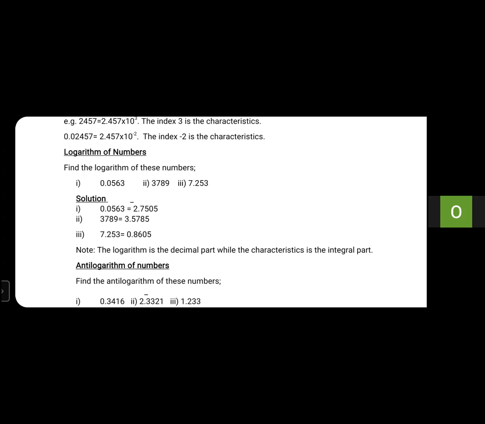Now, how do we come about 7505? We'll look for 56 under 3 in the four-figure table. So what do we have? We have 7505. That is bar 2.7505. Thank you. So that is how we come about the logarithm of that.